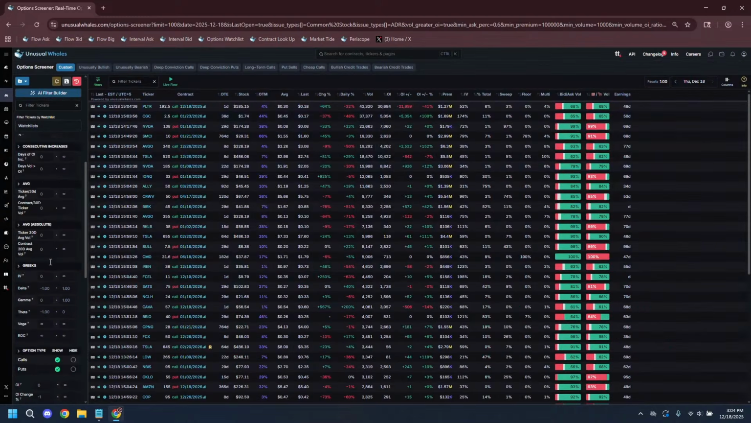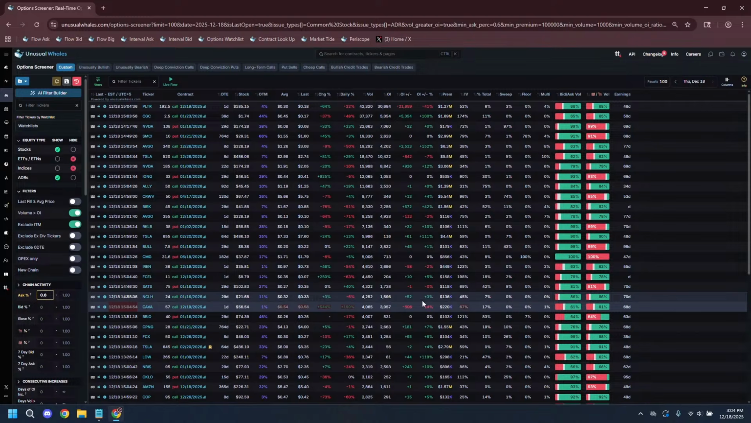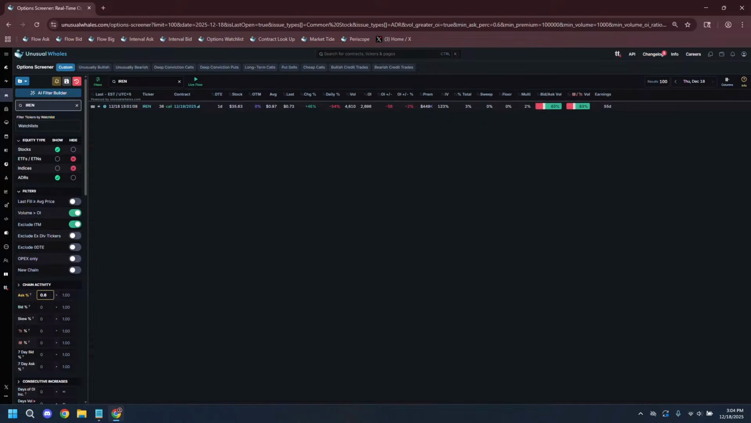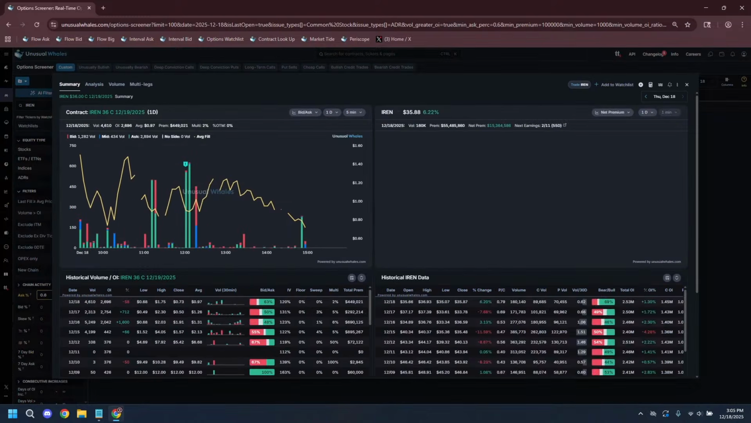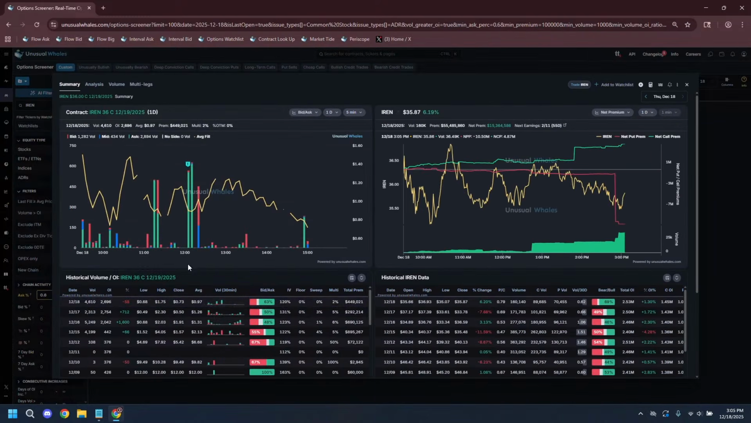Another way is to build a screener as we've done here, which will generally have opening trades. Someone's asking about IREN. I'll punch in IREN here. So the only contract that shows up on this specific screener is the 1 DTE 36 weekly, which doesn't actually look like it has any activity that we really care about.